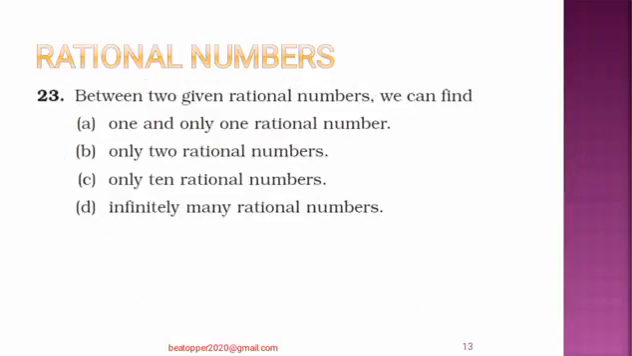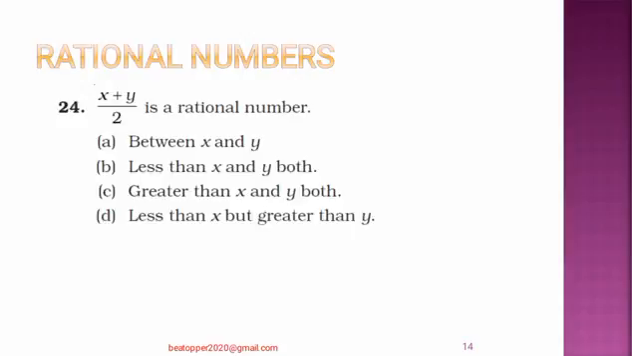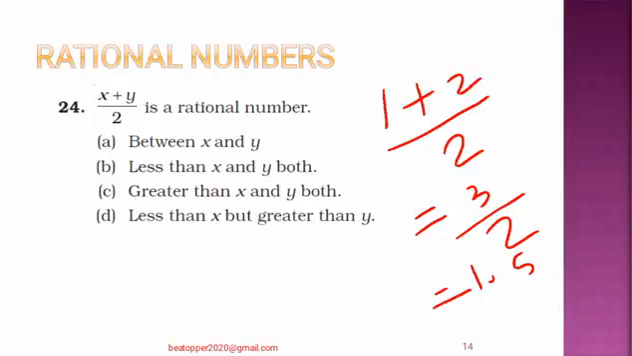Next question, between two given rational numbers, we can find infinitely many rational numbers. Next question, x plus y by 2 is a rational number. Consider x and y as say 1 and 2. Actually, all integers are also rational numbers. Okay, x plus y by 2 is equal to say 1 plus 2 by 2, that is 3 by 2. It is equal to 1.5. So 1.5 is in between 1 and 2. So the answer is between x and y.